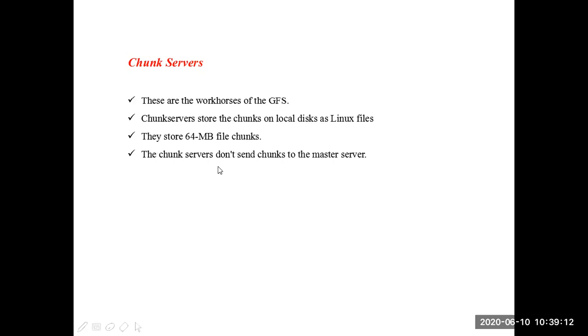See, the chunk servers do not send chunks to the master server. Instead, they send the requested chunks directly to the client.